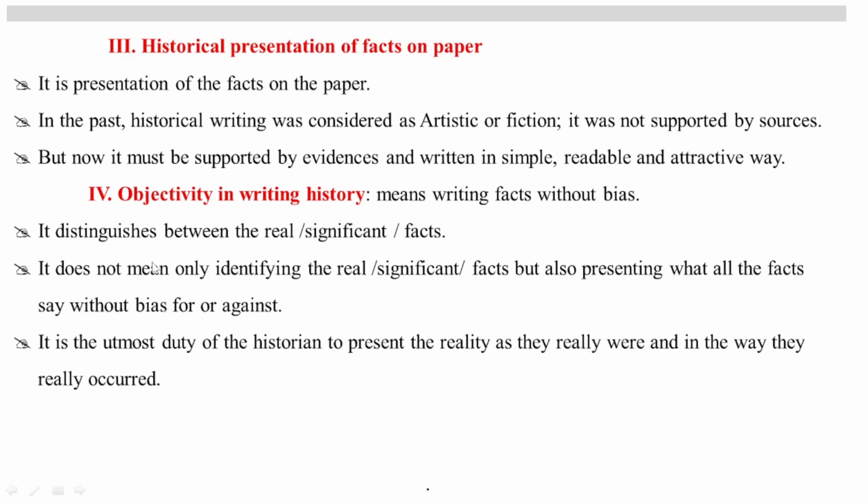So objectivity in writing history means writing facts without bias. It distinguishes between real or significant facts. Then it does not mean only identifying real or significant facts, but also representing all what the fact says without bias for against it. This means objectivity. It is at most duty of historians to present reality as they really were and then in the way really occurred. Kanaaf yeroo hundaa hojiin historiaanonni dhugaa jiru akka jirutti lafa kaa'uudha. Akka jirutti barreessuudha. Kun objectivityidha.